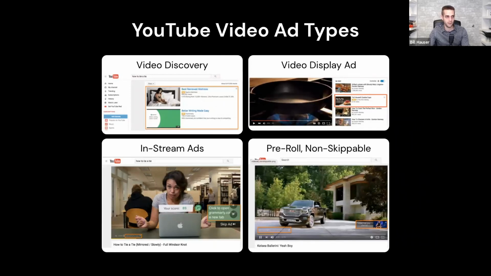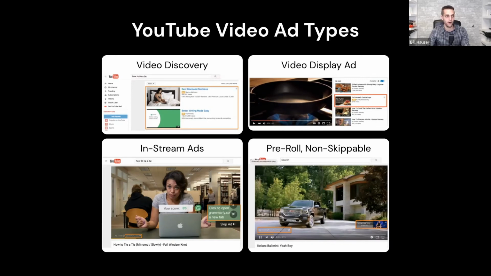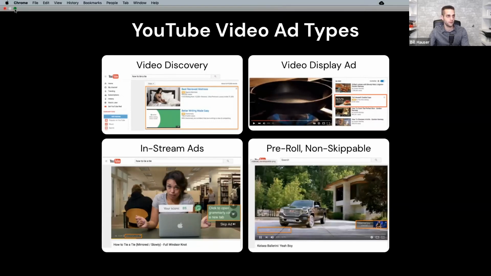Okay. So these are the ad types: video discovery, display, in-stream, and pre-roll. All right, non-skippable. The ones that get the most revenue for YouTube are these bottom two right here. These are the non-skippable. These are the ads that show up before you watch a video. Okay, video discovery shows up when you're making searches. Okay, and then video display shows up in the side feed. I'll show you a quick example of what these look like.